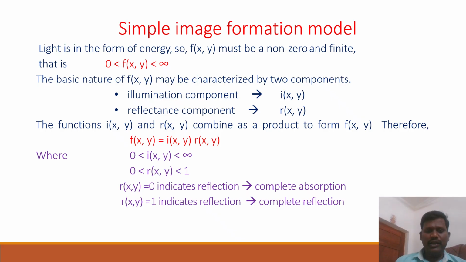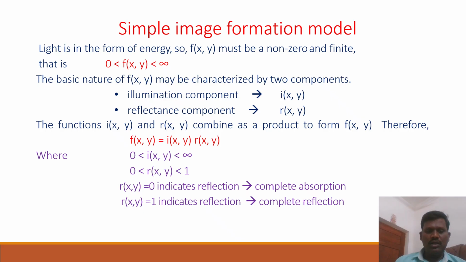Based upon the light illuminated on an object or scene, some amount of light gets reflected back. The amount of light reflection is denoted by R of x comma y. Based upon the amount of light reflection, we see a particular object or scene. So the illumination function I of x comma y and the reflectance function R of x comma y combine to form an image f of x comma y. That is why f of x comma y equals I of x comma y into R of x comma y.